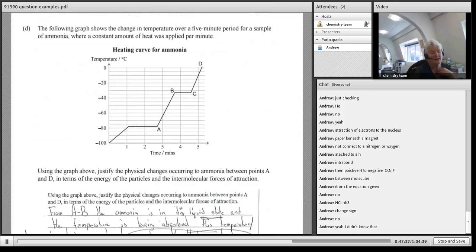Okay, here's now a question. You get given a graph and you've got to justify the physical changes from A to D. So this whole bit over here, you've got to explain. Okay, so you're changing in time and you are increasing or decreasing in temperature.